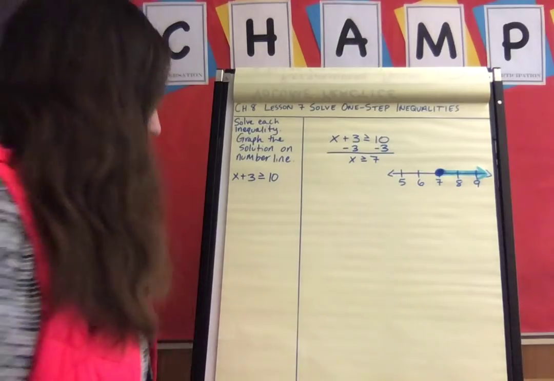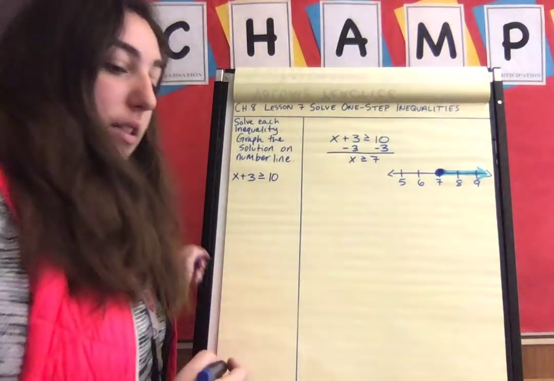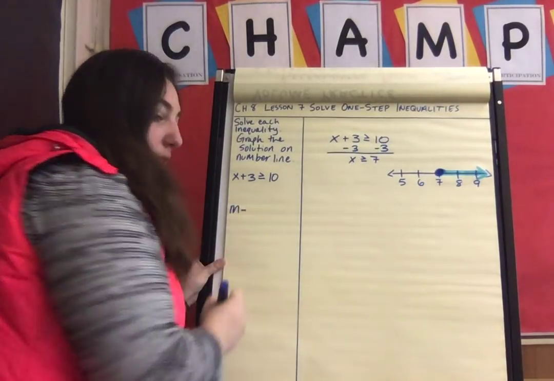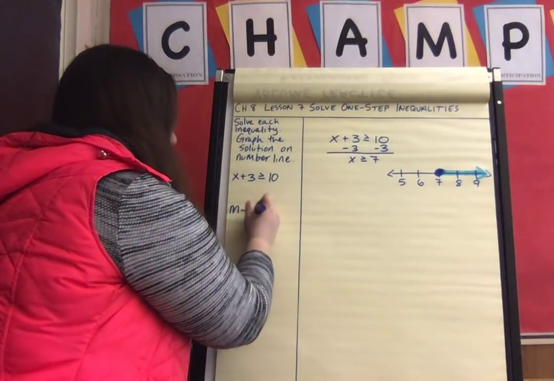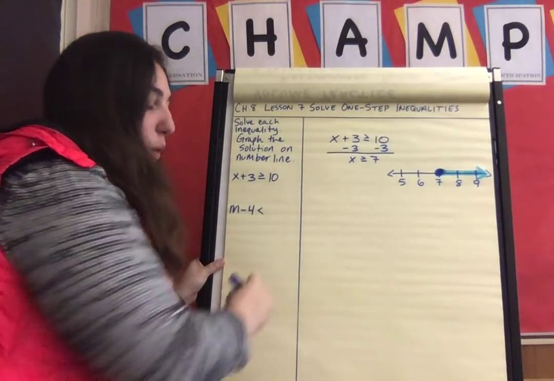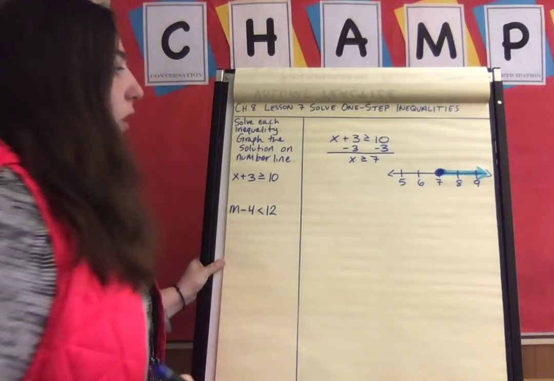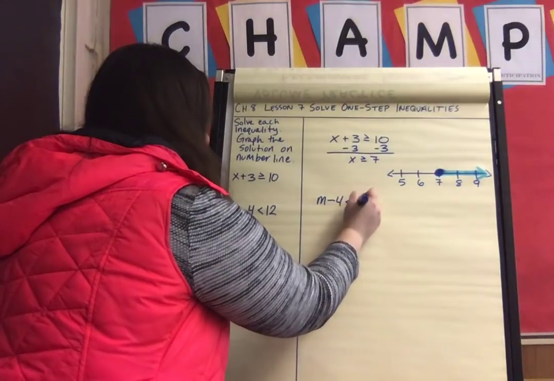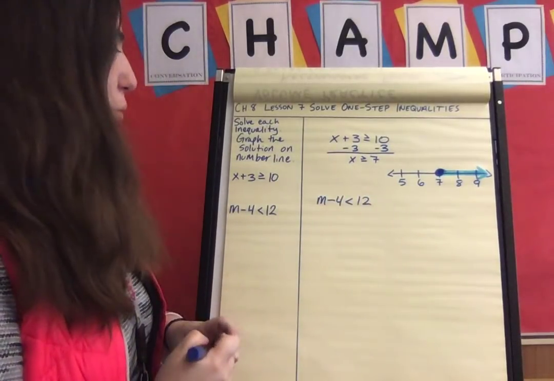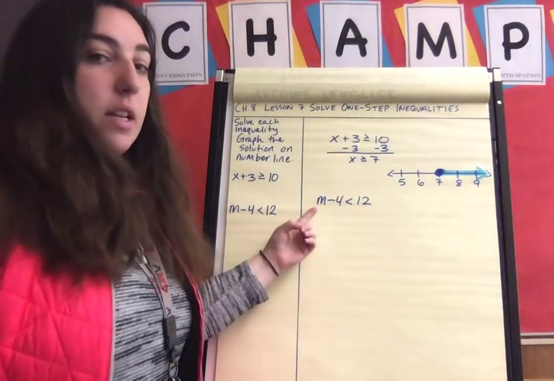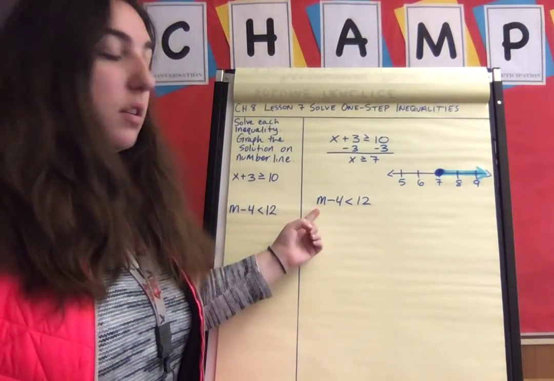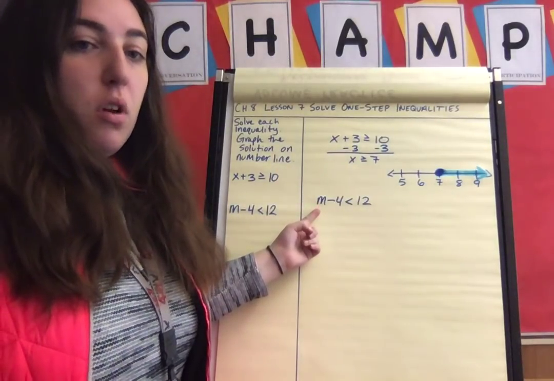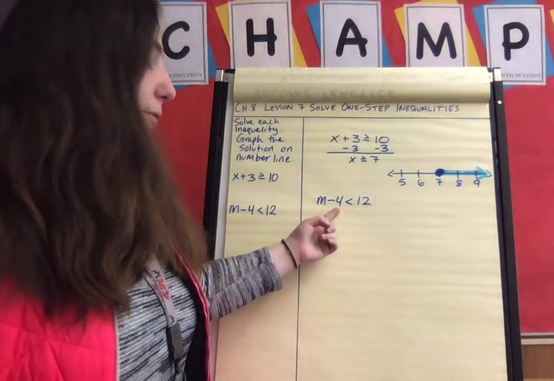Okay, let's try another one. Our next example is going to be m minus 4, which is less than 12. Okay, I'm going to rewrite that over here. m minus 4 is less than 12. Okay, step 1, identify my variable. My variable is right here. Step 2, identify what operation is happening to my variable. Well, my variable is being subtracted by 4.